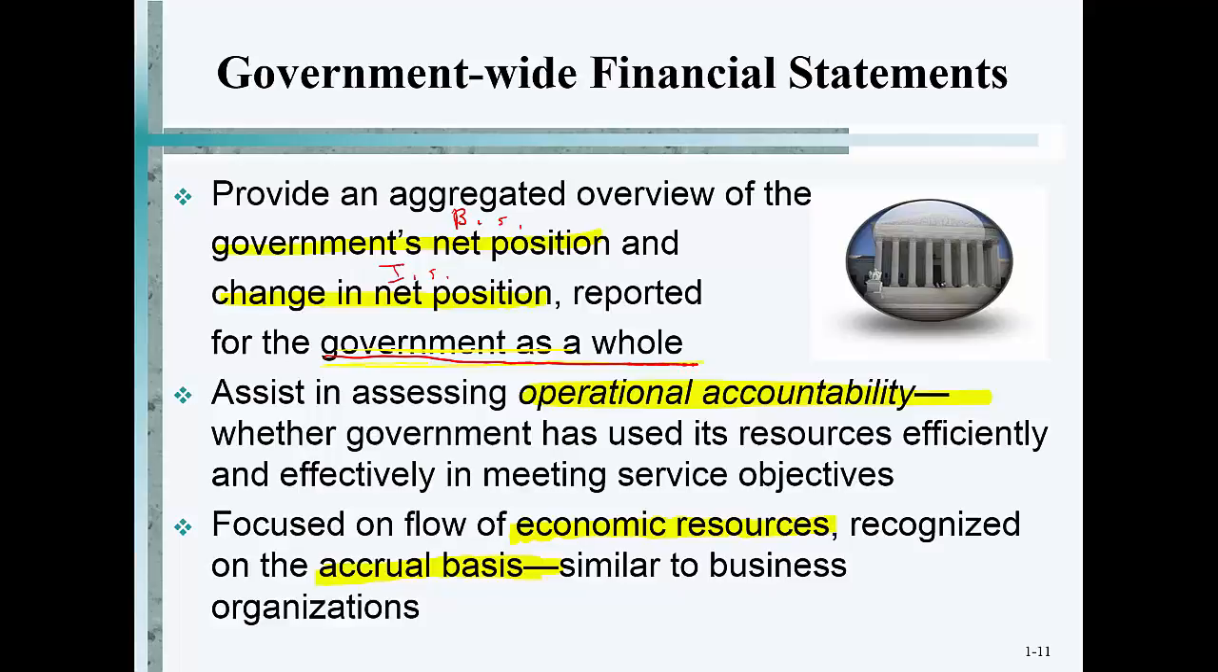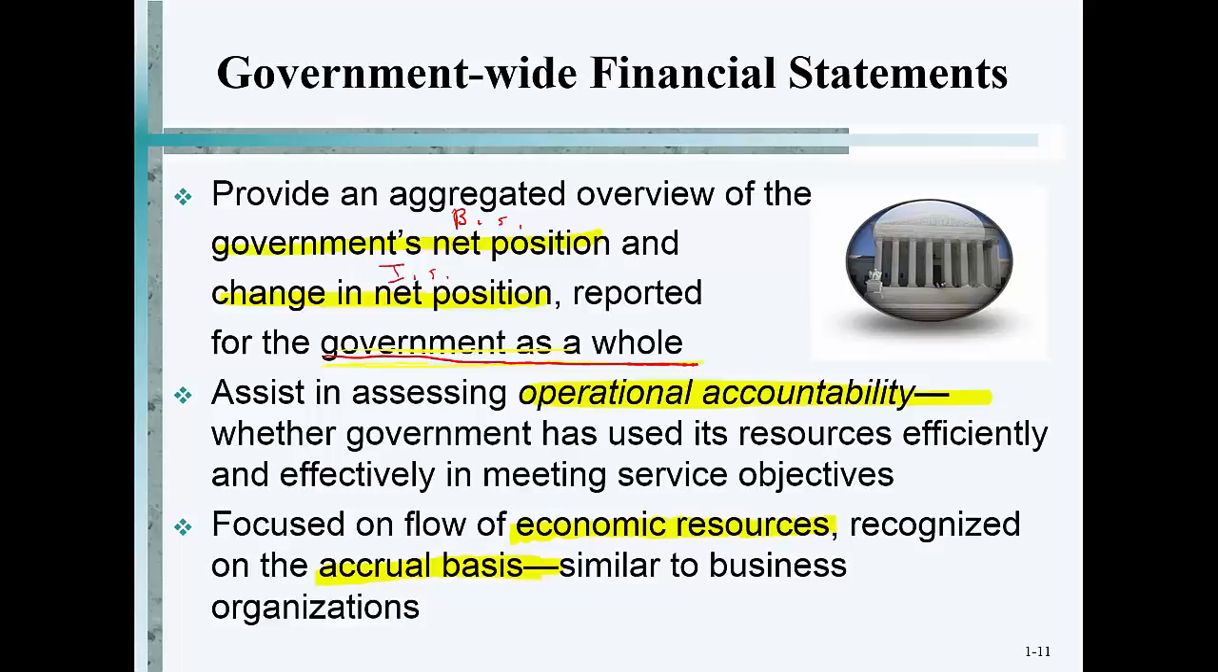Okay, and what? The financial condition of a company is the stockholders' equity section, isn't it? Okay, so the balance sheet talks about financial condition. The income statement talks about the change in financial condition. So we'll have a balance sheet and an income statement at the government-wide level, right? Okay, and we'll see that the names of those for the balance sheet is the statement of financial condition, and the income statement is called the statement of activities.